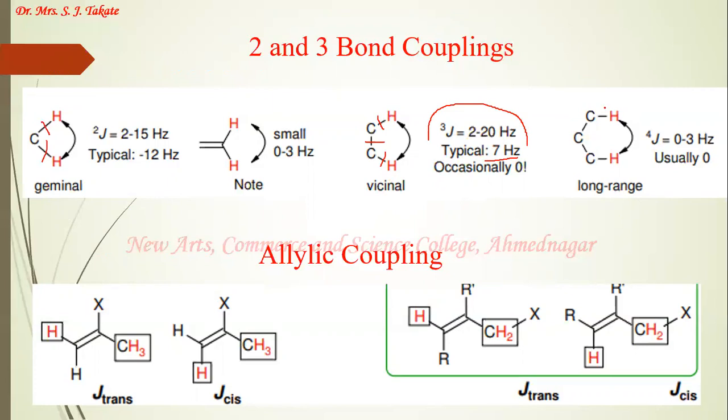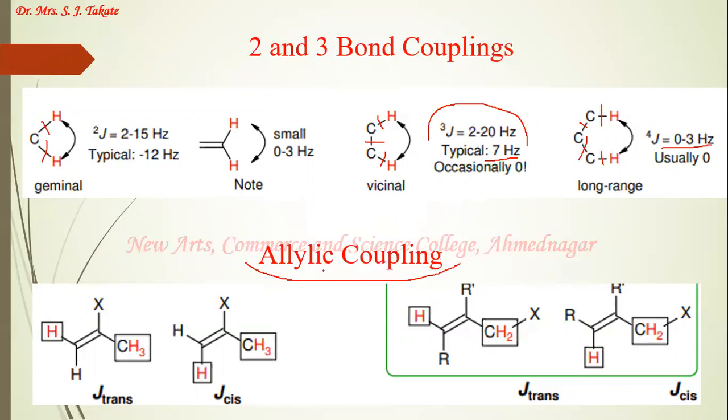Then the long range couplings are there. An example is this: 1, 2, 3 and 4 bond coupling. The values are smaller, 0 to 3 Hertz. The long range couplings are also divided into different types.